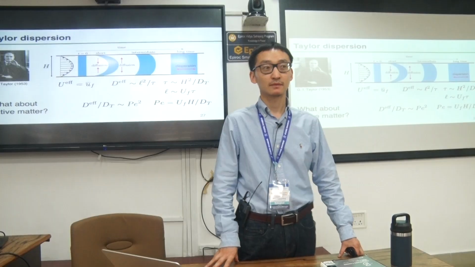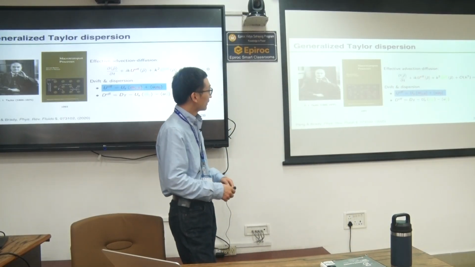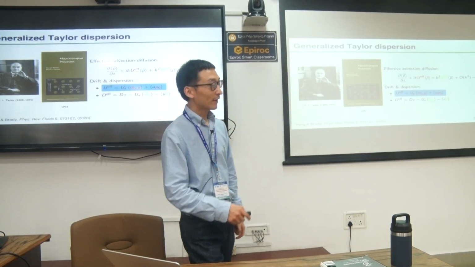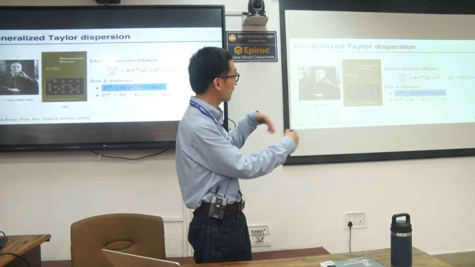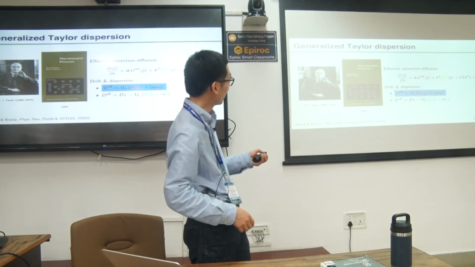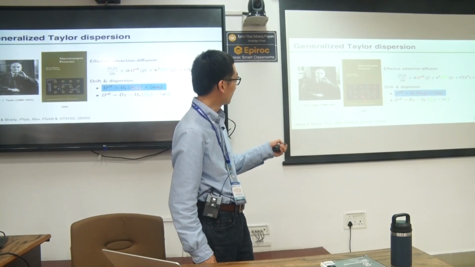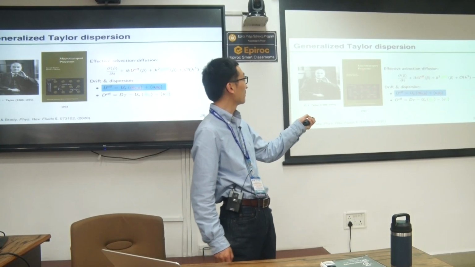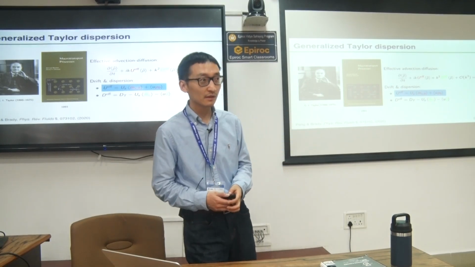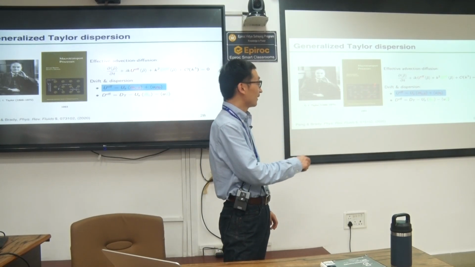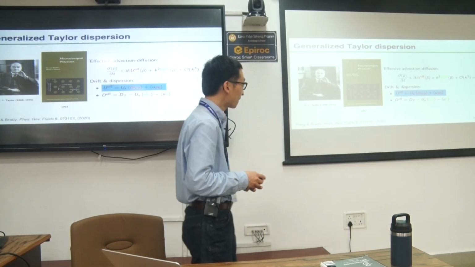Other comments? Okay, good. So what about active systems? We can generalize this theory that was developed by Taylor and later on by other people. You can read all about this. This is called macro-transport processes. In other contexts, this is homogenization theory.